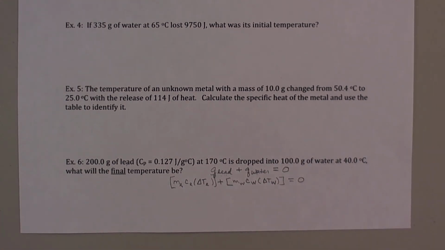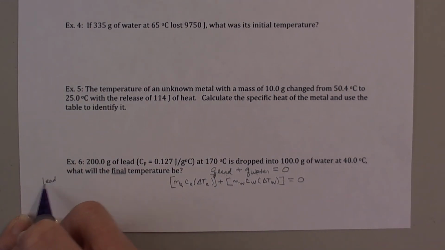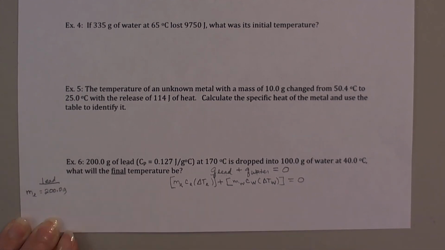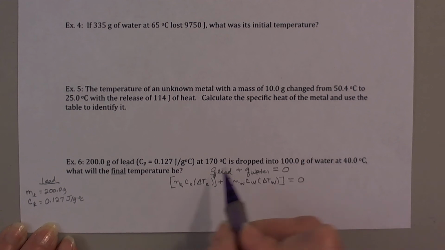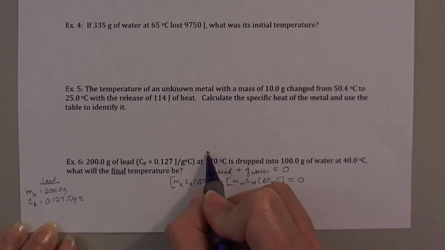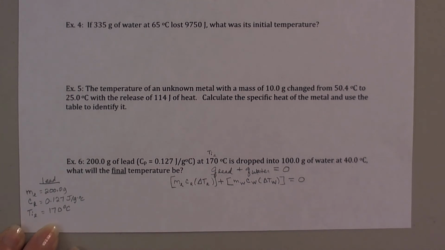So now all I need to do is write down what was given in the equation. So let's write down for lead. It gave us a mass of the lead is 200 grams. It gives us the specific heat of that lead is 0.127 joules per gram times degrees Celsius. It says it's at 170 degrees. Well, that's the initial temperature of that lead. So the initial temperature of the lead is 170 degrees Celsius.